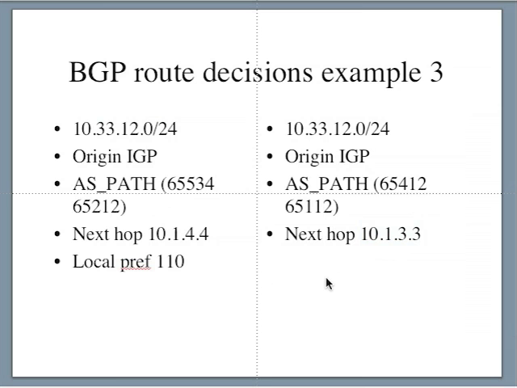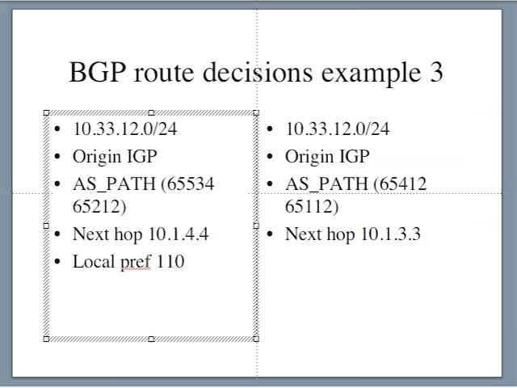Next example. Here we have an optional attribute. It's well known. It's the local preference. So the /24 AS path is the same, 2 hops in each case. Although local preference actually trumps that. Local preference is the highest thing compared to weight.